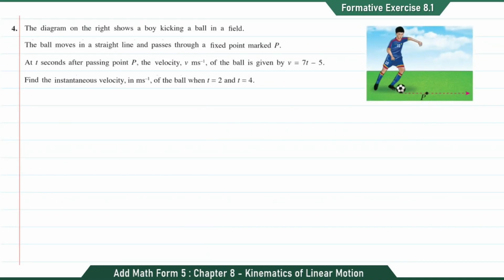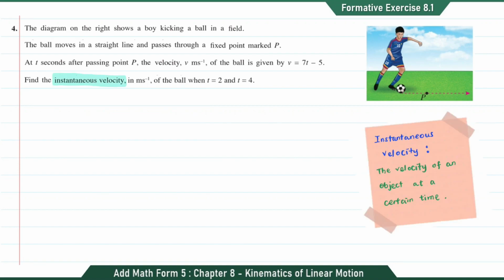Question number 4. The diagram on the right shows a boy kicking a ball in a field. The ball moves in a straight line and passes through a fixed point marked P. At t seconds after passing point P, the velocity v meter per second of the ball is given by v equal to 7t minus 5. Find the instantaneous velocity in meter per second of the ball when t equal to 2 and t equal to 4. So here the instantaneous velocity means the velocity of an object at a certain time.